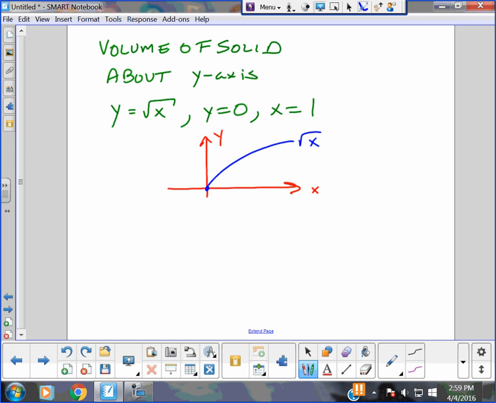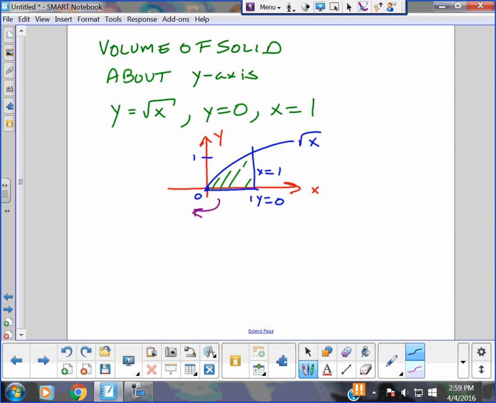There's the square root of x, there's y equals 0, and there's x equals 1. And we like this because the intersection point over here is 1 and 0. So our region here in green is right there. Does everybody see it pinned between the three curves? And we're going to spin that region about the y-axis.